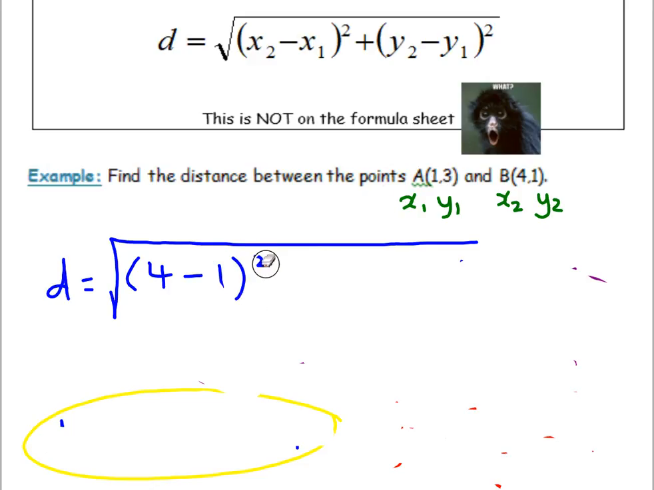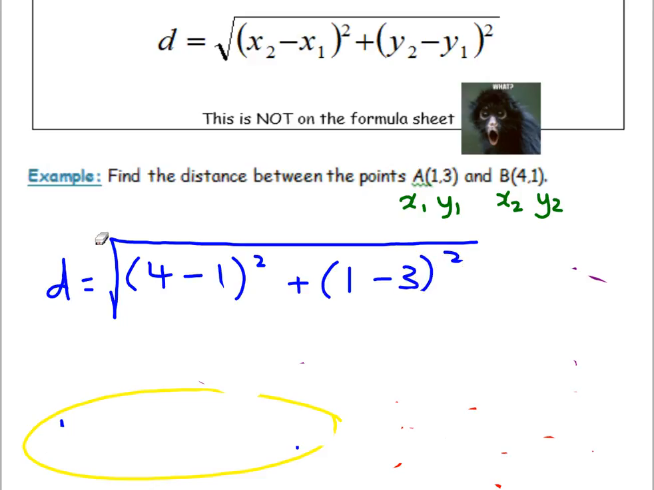Plus, open bracket. Now what comes next? y2. So y2, where is it? It's right here, it's 1. 1 minus, what comes next? y1. Which one's y1? It's that one. So see, by having it labelled, you're just not having to think so much about which one's x1, y1, which one's x2, y2, and so on.